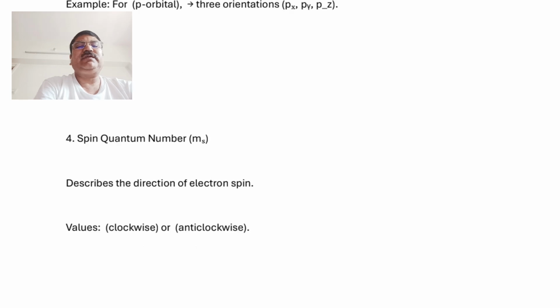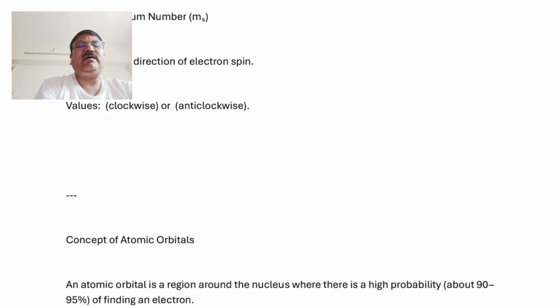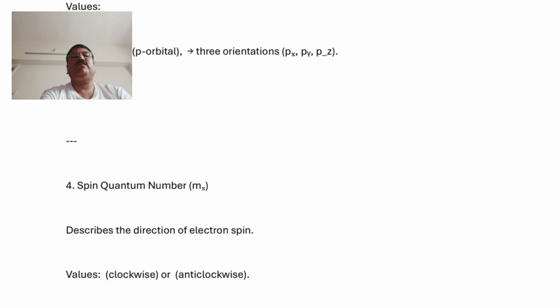And the last quantum number is the spin quantum number. It describes the spinning orientation of the electron, whether it is rotated in a clockwise or anti-clockwise direction. If it is clockwise, it is plus 1/2, and if anti-clockwise, it is minus 1/2. So these are the total four quantum numbers which we have observed, which explain the position, size, shape, orientation, and energy level of each electron present in the atom.